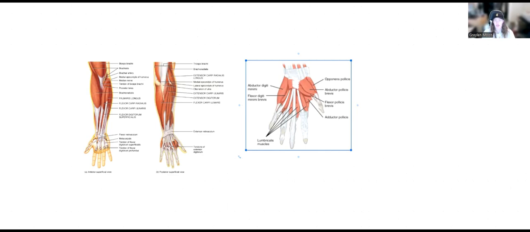Common conditions to consider with the wrist and hand, of course, we know carpal tunnel syndrome. That's our median nerve compression under the flexor retinaculum. Lateral epicondylitis is going to sometimes occur because of overuse of the ECRB. And de Quervain's tenosynovitis is the inflammation of the APL and EPB.